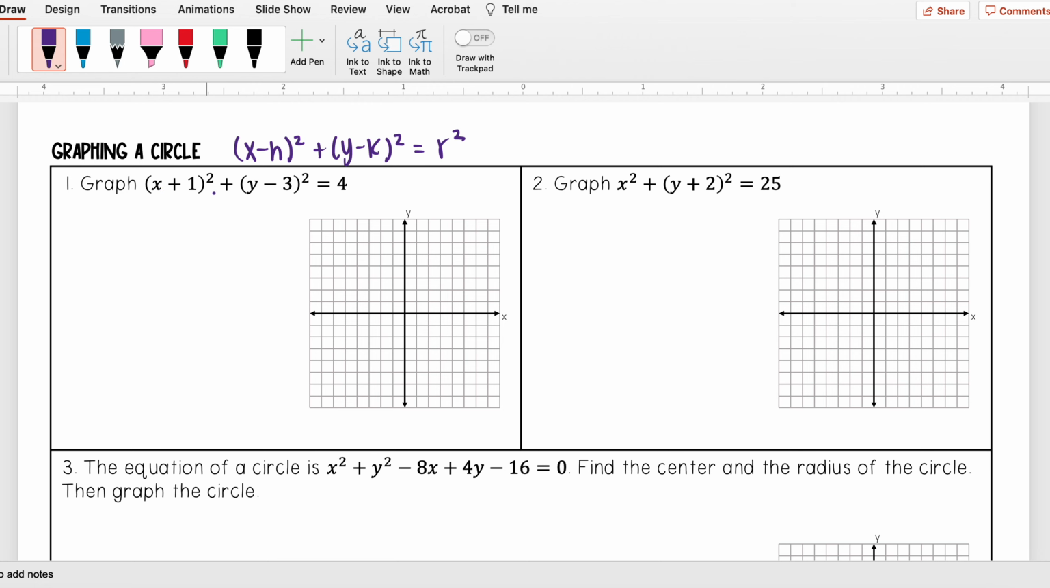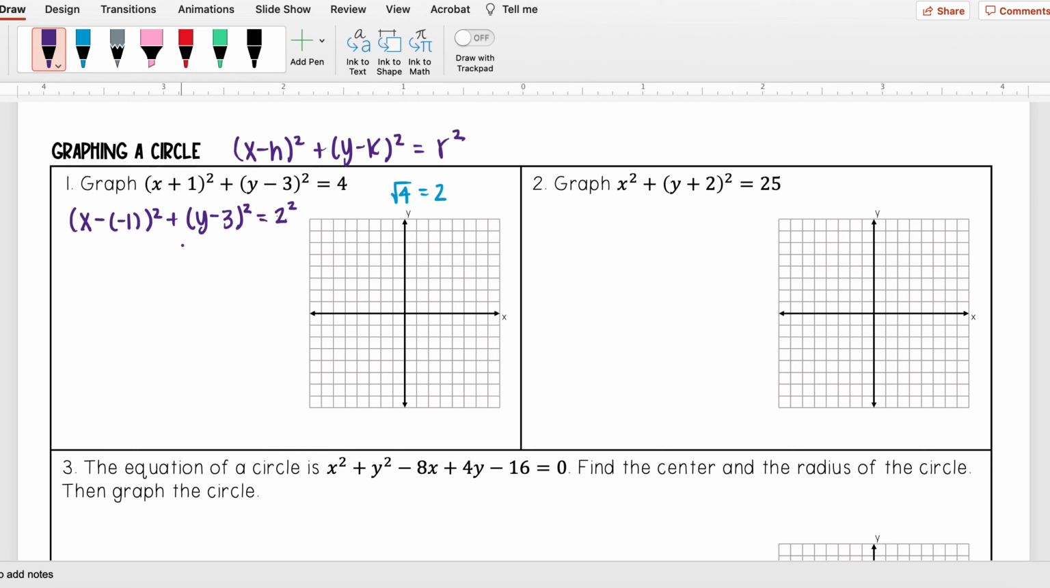For my x + 1 squared, x + 1 is really the same thing as x minus a negative 1. Y minus 3 already has that. Now I want to rewrite 4 as r squared. To figure out what that number is, I need to take the square root of 4. When I take the square root of 4, I get 2. So this is really the same thing as 2 squared.